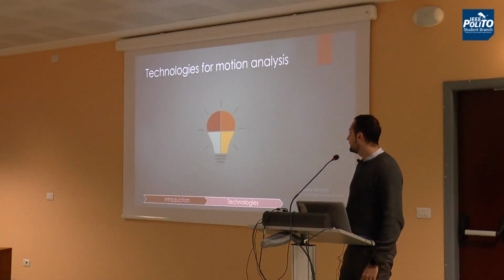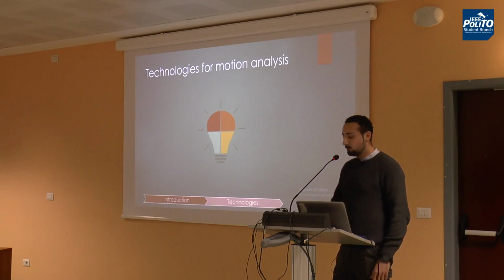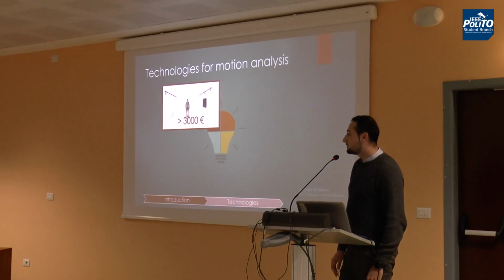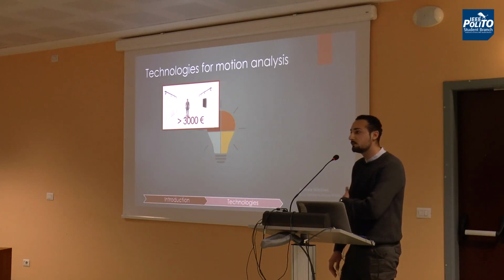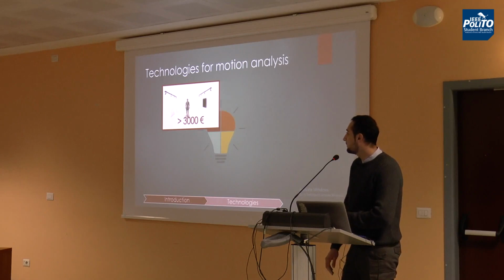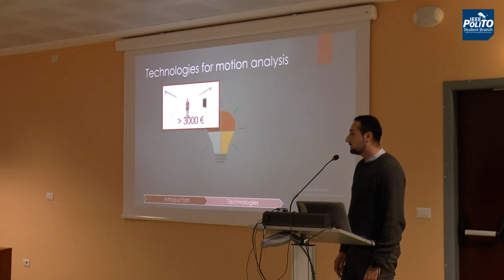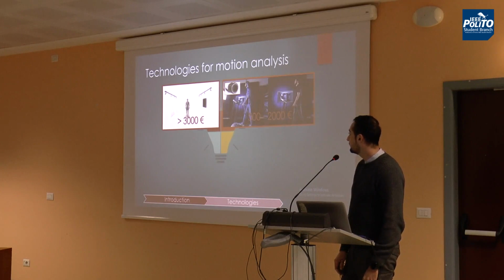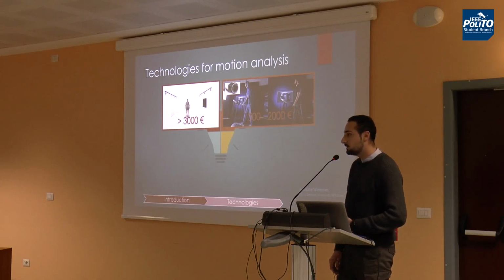In order to provide an objective evaluation of movement, we have different solutions. First of all, we may use optoelectronic systems, which basically consist of a set of markers attached on your body, on your limbs, and then a set of cameras which record the position of each marker, but they are very costly. We may choose to use an RGB camera and extract the skeleton from the human body and then analyze the position of each limb.